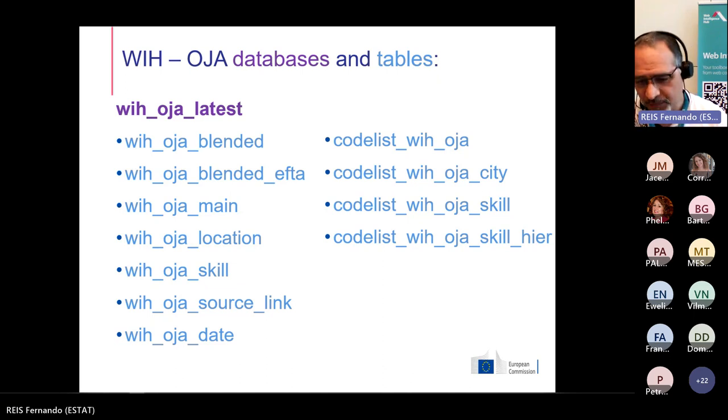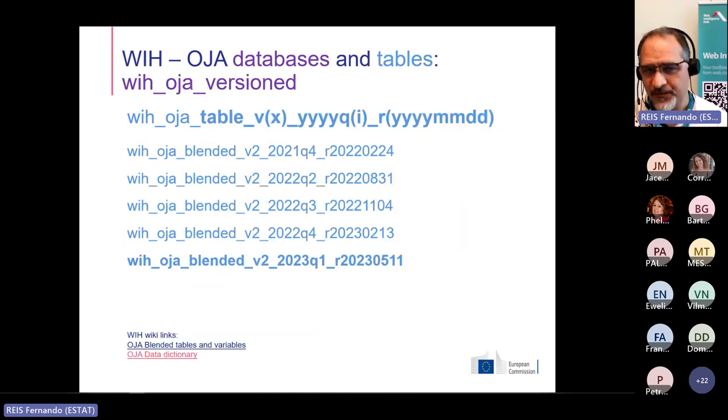You want to have the latest data, you're building a dashboard, you're building some kind of system, you want to use the latest data, you refer to the tables in this database. You're writing a script, you're doing some research, you want it to be reproducible, you refer to the versioned database.